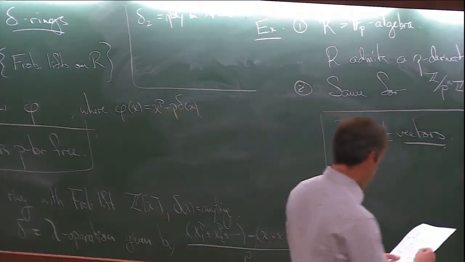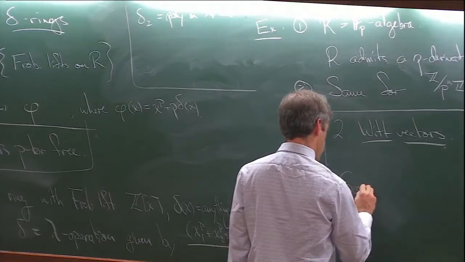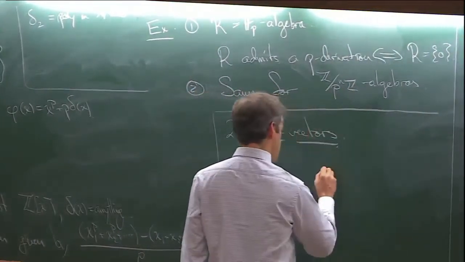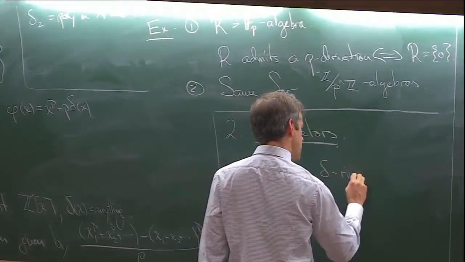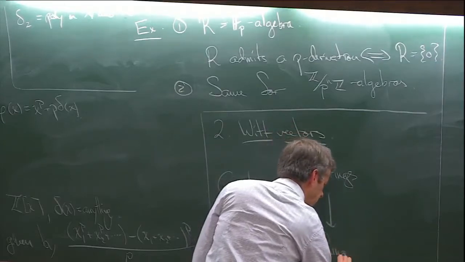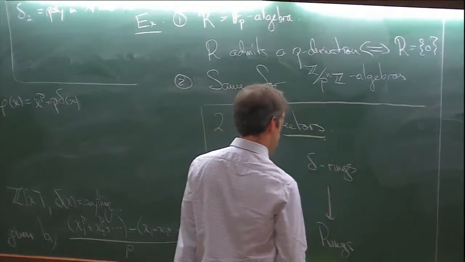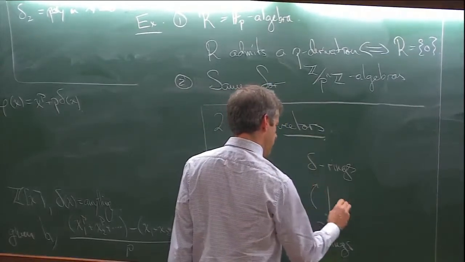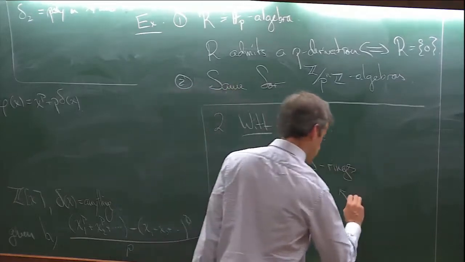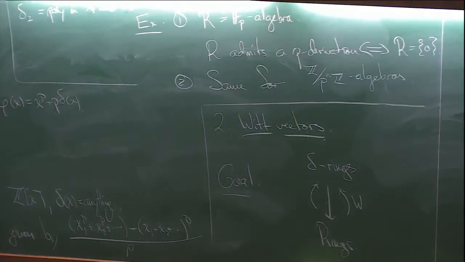Okay, so now we're on to Witt vectors. So the goal, I'll just show you my cards already. We have a category of delta rings. We have a forgetful functor to the category of all rings. Rings are always commutative, as I said. It turns out this functor has both a left and a right adjoint. I'll recall what those concepts mean. And the right adjoint is the Witt vector functor. So that's what I'm going to explain to you.